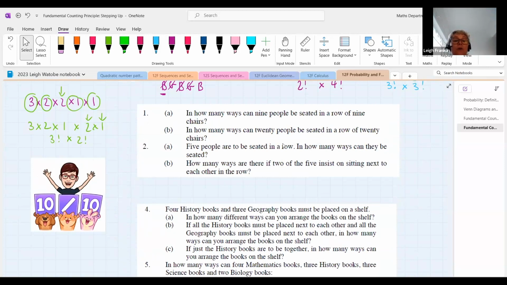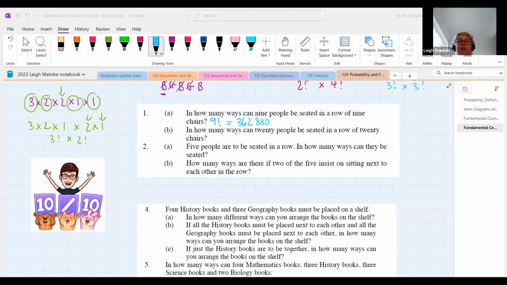Okay, so question 1A says, in how many ways can 9 people be seated in a row of 9 chairs? This is a bit easier. There we go, 9 factorial. Okay, so 9 factorial gives us how much? Sure, quite a lot of ways. Okay, so 362880. All right, cool. All right, we're all in agreement.